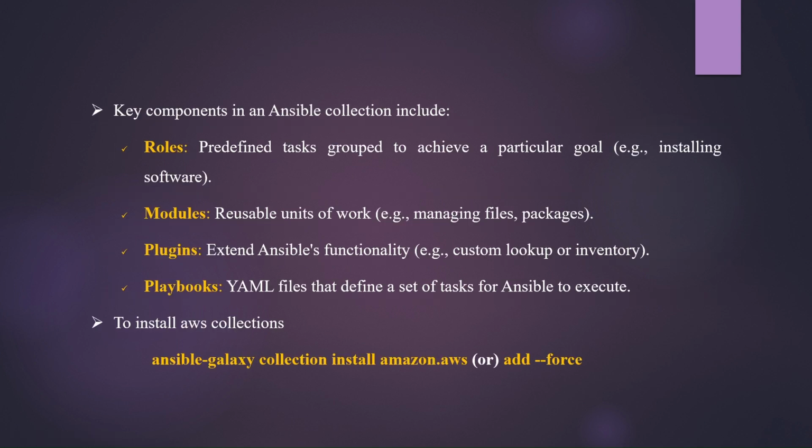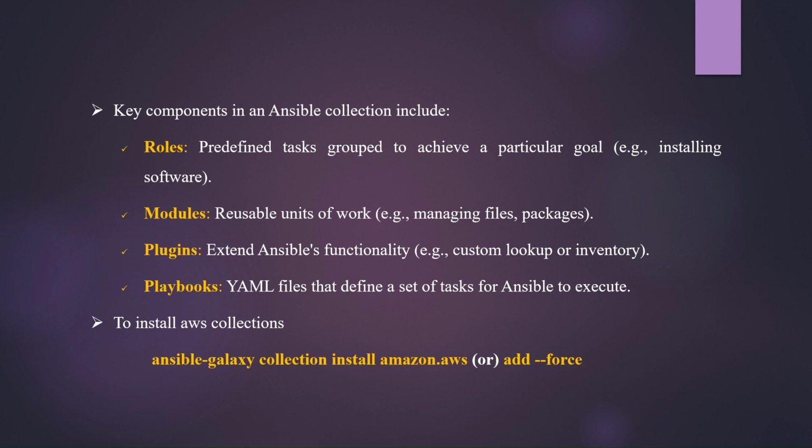So, what are the key components of Ansible collections? Roles, modules, plugins, and playbooks. Roles can be predefined tasks grouped to achieve a particular goal, like installing software. Modules are reusable units of work, managing files, packages. Plugins extend Ansible functionality, such as custom lookup or inventory plugins. Playbooks are YAML files that define a set of tasks to be executed by Ansible. To install the AWS collection, this is the command: ansible-galaxy collection install amazon.aws.